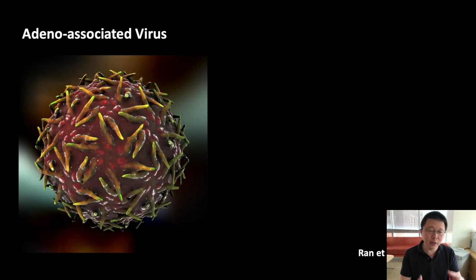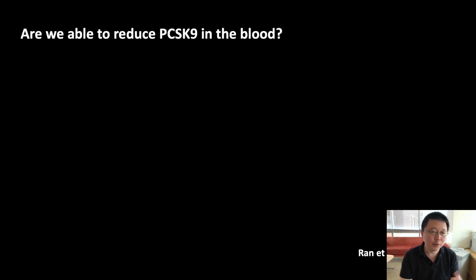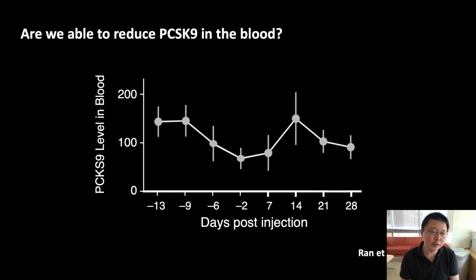So we developed a viral vector. This is an adeno-associated virus. In the virus, we package in the Cas9 system as well as the guide RNA that's been designed to target the PCSK9 gene. By packaging everything into a virus, we can inject this viral vector into a mouse so that it can target cells in the liver of that mouse. And so this is what we were able to observe. This is the PCSK9 level in the mouse.